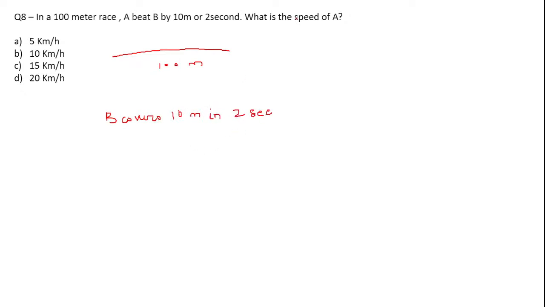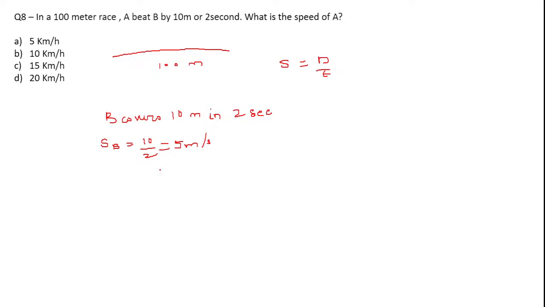We know the formula of speed equals distance upon time. So to calculate the speed of B, we can write S of B equals 10 upon 2. It comes to 5 meter per second. From this, we now know the time taken by A is 2 seconds lesser.